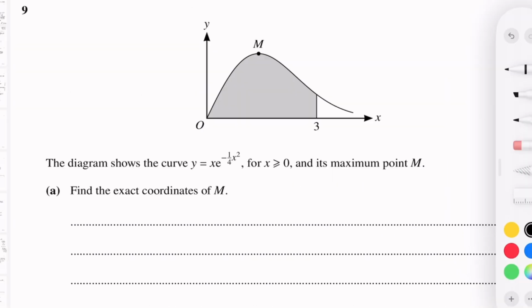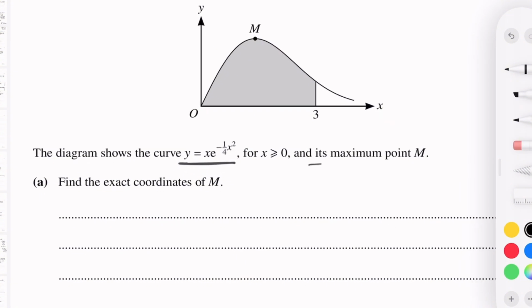So then the diagram shows y equals x times e to the power of negative 1 over 4 x squared for x greater than or equal to 0. Its maximum point is at M, which means that dy on dx equals 0 at M. Find the exact x coordinate of M.